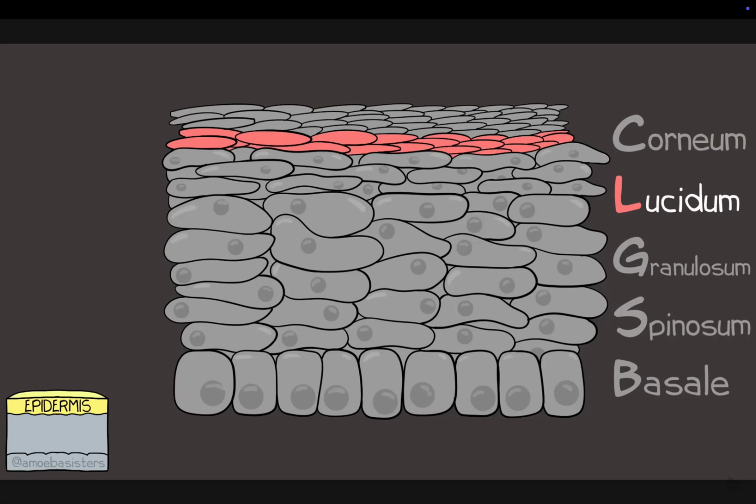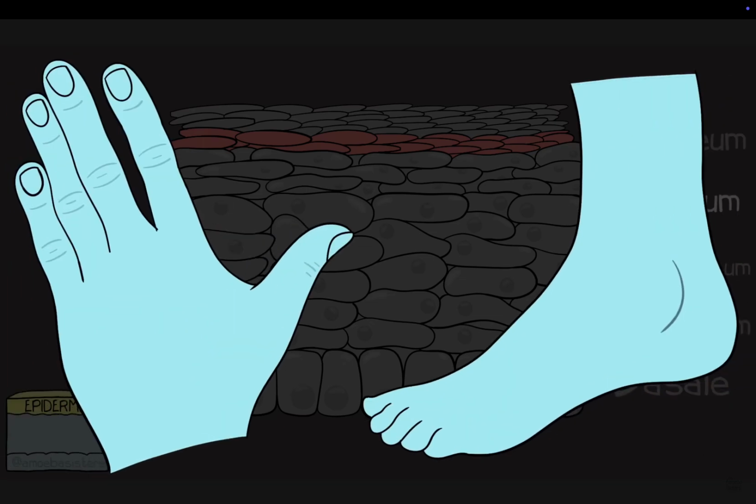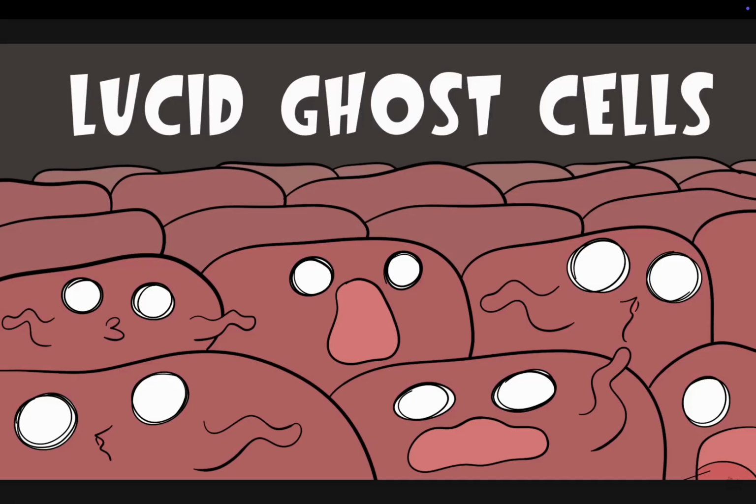Now the next layer down, the stratum lucidum. It's not in all skin areas. It's generally just for thick skin areas like the bottom of your feet or on your palms. This layer also consists of cornified cells. They contain a type of protein that gives them a transparent kind of appearance, hence the name of this layer.